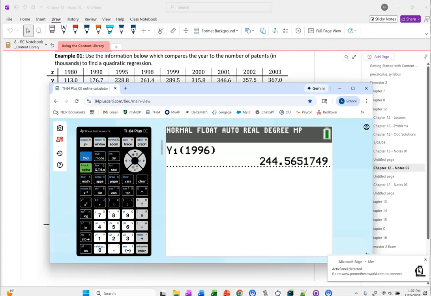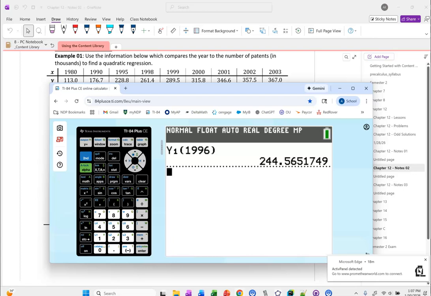Scatter plot-wise, I think I drew 5 examples of scatter plots. Linear, cubic, quadratic, power, and exponential. Cubic has two bends. Exponential is flat and then goes up. Linear is just a line, quadratic is a parabola.